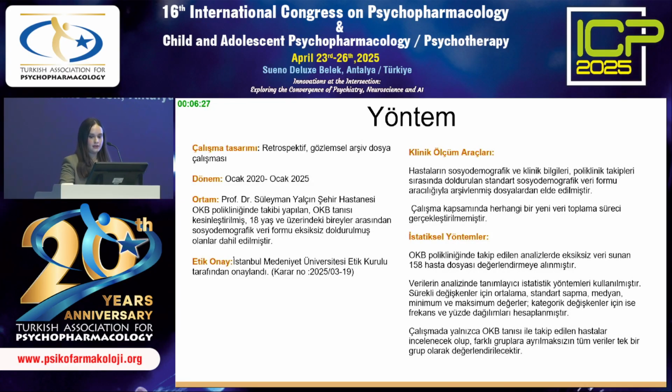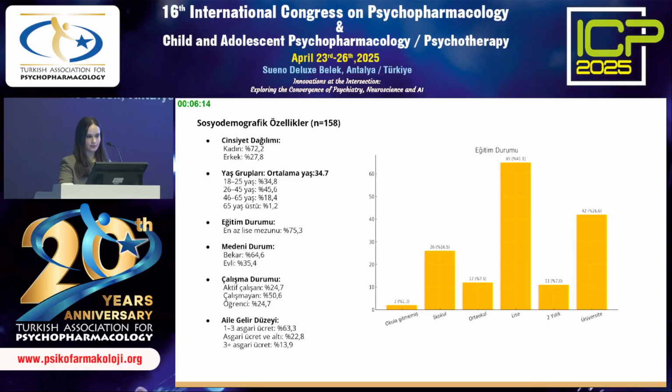We have evaluated 158 patient files, and in the analysis we have preferred statistical methods. For categorical variables, we have calculated frequency. The majority of the participants were females, and when we check out the age group, females are mostly 26 to 45 years old, and the age median was 34.7.